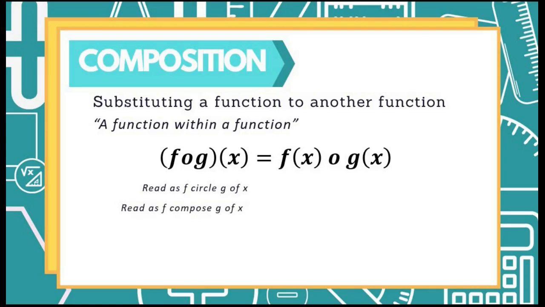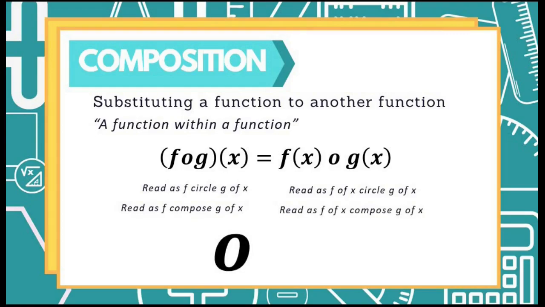The right-hand side of the equation is also an equivalent of the left-hand side of the equation, and it can be read as f of x circle g of x, or f of x compose g of x. So this is the symbol for the operation of composition. It is an open or unshaded circle.